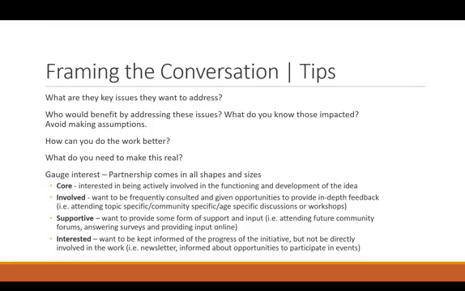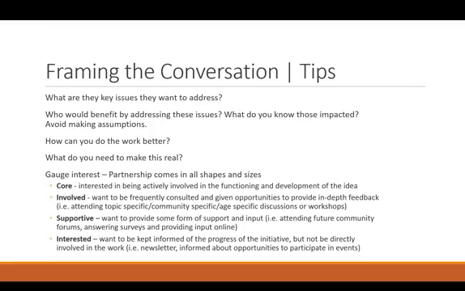And then remember, when you're gauging interest, that partnerships come in all shapes and sizes. So a core participant is someone who's interested in being actively involved in the functioning and development of the idea and the initiative itself. Someone who wants to be frequently consulted or given opportunities to provide in-depth feedback, but maybe they're not rolling their sleeves up all the time and getting involved.